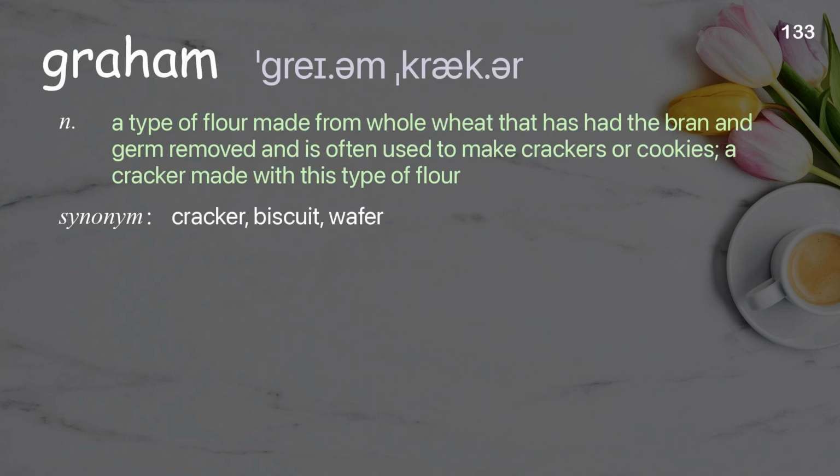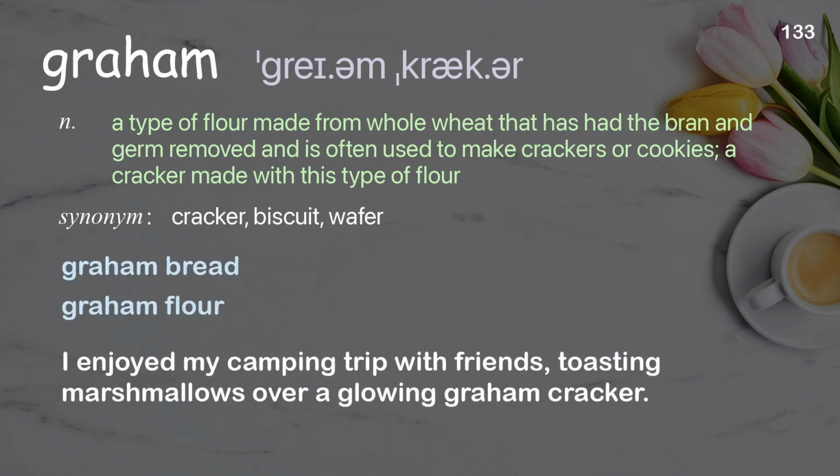Graham. A type of flour made from whole wheat that has had the bran and germ removed and is often used to make crackers or cookies. A cracker made with this type of flour. Examples: Graham bread. Graham flour. I enjoyed my camping trip with friends, toasting marshmallows over a glowing graham cracker.